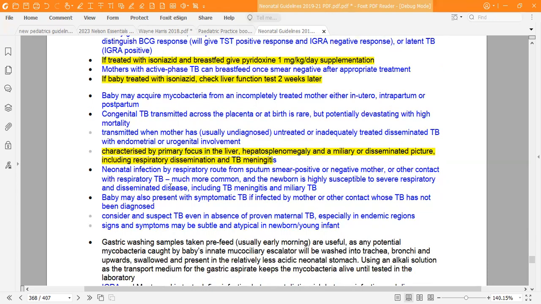Neonatal infection by the respiratory route, from a sputum smear positive or negative mother or other contact with respiratory TB, is much more common. The newborn is highly susceptible to severe respiratory and disseminated disease, including TB meningitis and miliary TB.